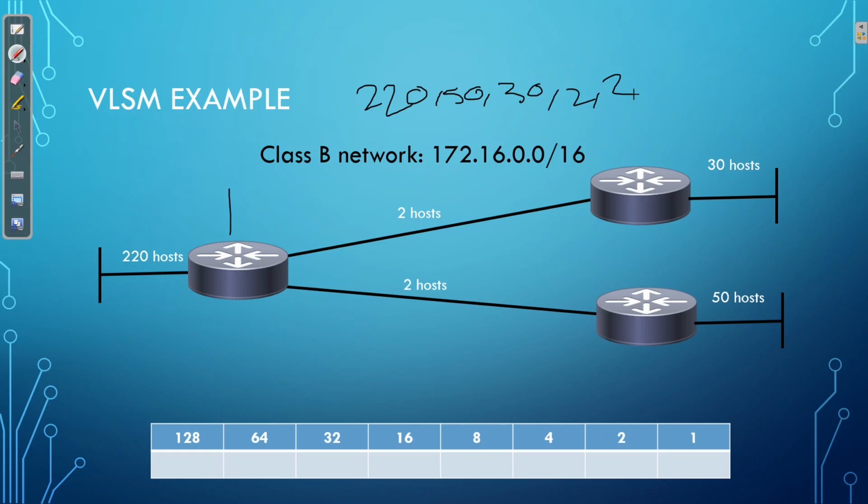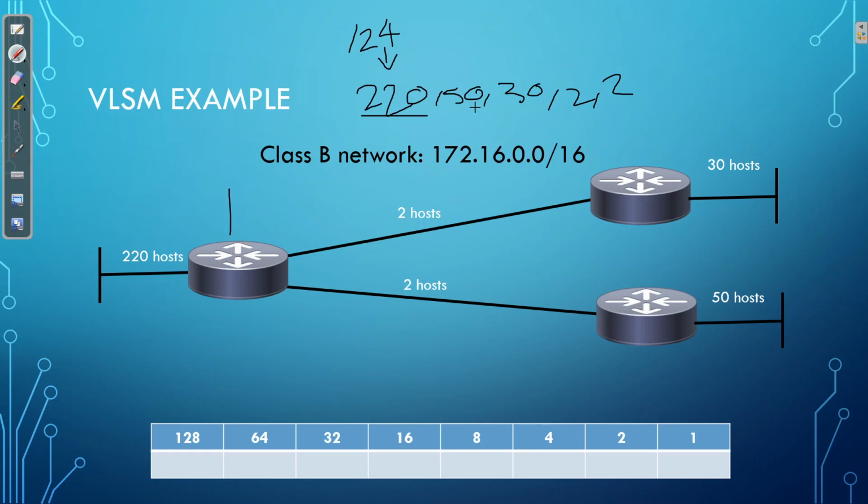Great. Now, I need to work out how many host bits I need to meet the requirements for every single segment. So as an example, for 220 hosts, I need to have 8 bits. That gives me a /24 subnet mask. For this one over here.